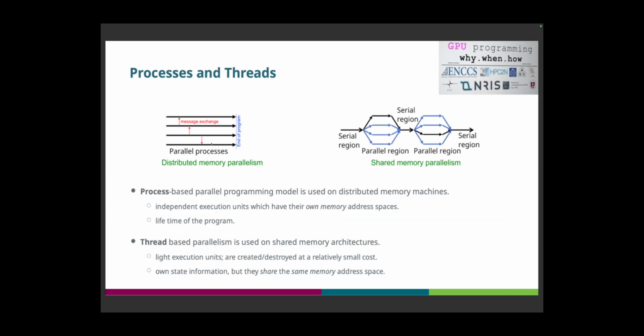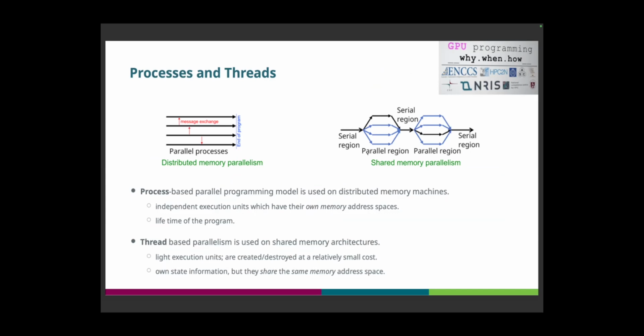Then when the time comes and some data from one process is needed by the other one, we have this kind of message exchange, and they can then go on with the computation. These processes are created at the beginning of the program, and in general, they are alive until the end. So processes have the lifetime of the program. For shared memory machines, we can use this kind of thread-based parallelism, where we create and destroy threads when it's suitable.